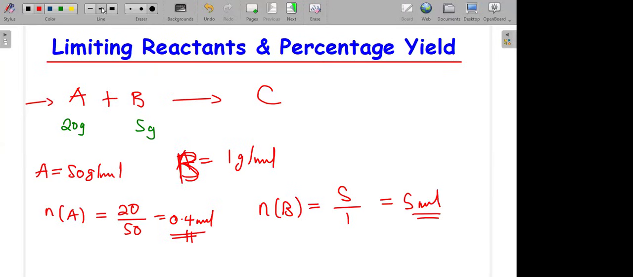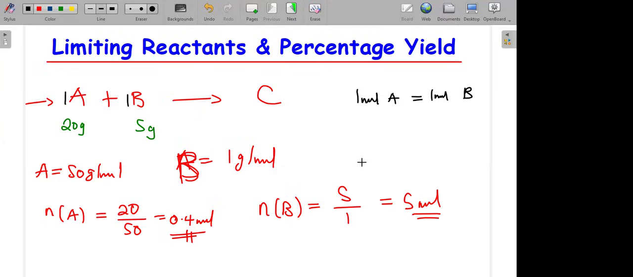Meaning you're just going to get the coefficients of these reactants. So what is the coefficient of this A? There is no number in front of this A, so I'm going to say the coefficient there is 1. And what is the coefficient of this? There is no number again in front of the B, so the coefficient is 1. So meaning that 1 mole of A reacts with 1 mole of B.